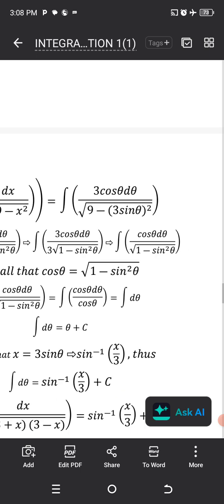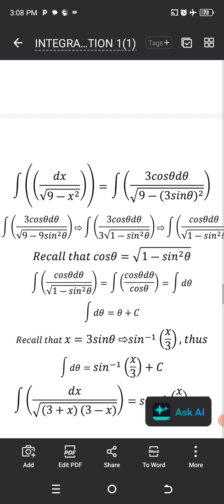That is why it implies the integral of cos theta d theta all over the square root of 1 minus sin squared theta. And you have been acquainted with cos theta equals the square root of 1 minus sin squared theta. I made mention of it at the top, but for some people I still make reference to it again. So recall that cos theta equals the square root of 1 minus sin squared theta, which means the integral of cos theta d theta all over the square root of 1 minus sin squared theta.